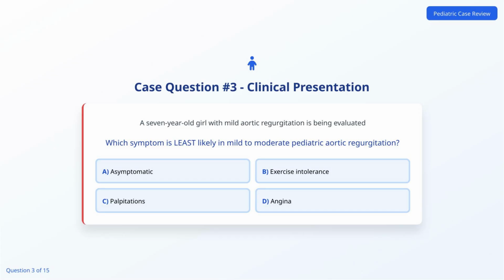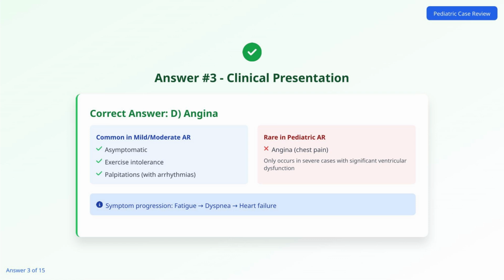A 7-year-old girl with mild aortic regurgitation is being evaluated in your clinic. Which of the following symptoms is least likely to occur in mild to moderate pediatric aortic regurgitation? Is it A, asymptomatic presentation, B, exercise intolerance, C, palpitations, or D, angina? The correct answer is D, angina.